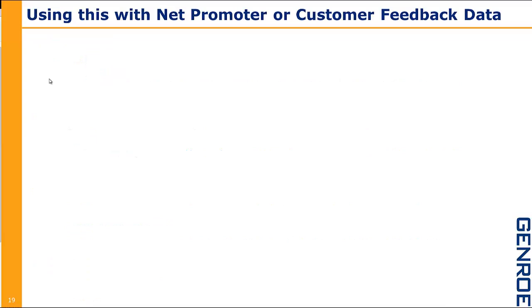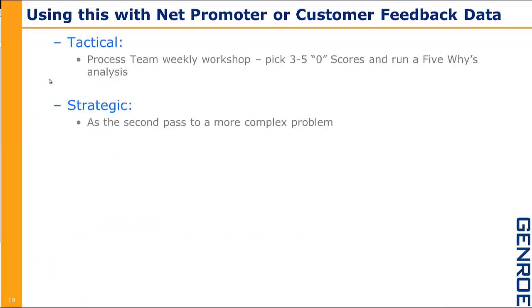Okay, so how do we use this approach with Net Promoter or customer feedback data? You can use it with both. So the first part is, we can use it in a tactical way, and this is the way I'll talk about here today. You can use it in your organisation on a week-to-week, month-to-month basis, where you process some customer issues through the 5 Whys process, and I'll show you how to do that in a couple of seconds.